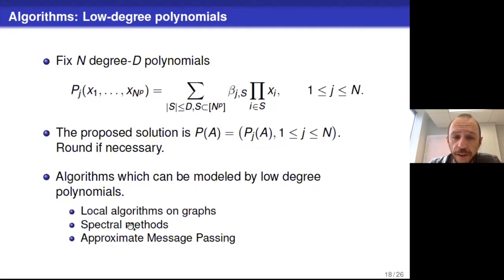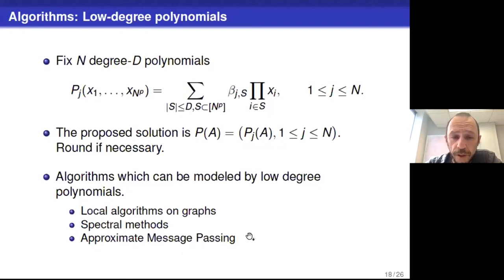Now, the second class of algorithms that's captured by this is the spectral method, such as, for example, looking at the eigenvector associated with the largest eigenvalue or the second largest eigenvalue. That can be captured by low-degree polynomials because these things can be approximated by power iteration methods, and power iteration methods with constantly many rounds can be captured by the low-degree polynomials. I'm skipping some details here, but that's the message.